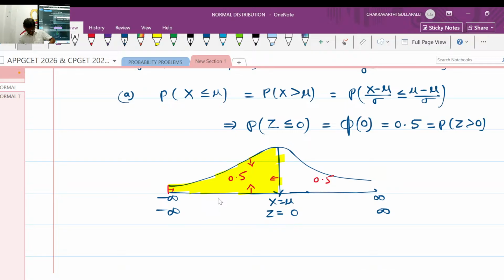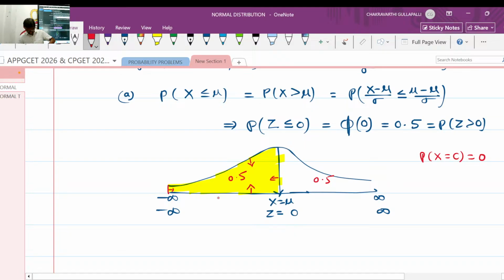For the continuous case, the probability at exactly one point is 0. Suppose P of X equal to C, that value is 0 here. X is any probability distribution, either normal or exponential, whatever, if it is a continuous variable, the probability of that particular value of X is 0. The probability of a particular value of X is always 0 in the continuous random variable case.